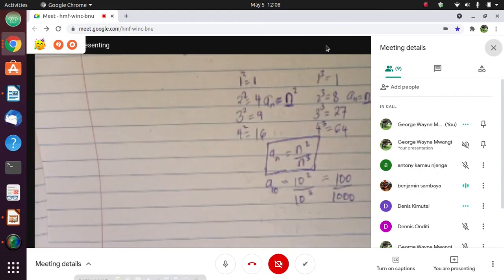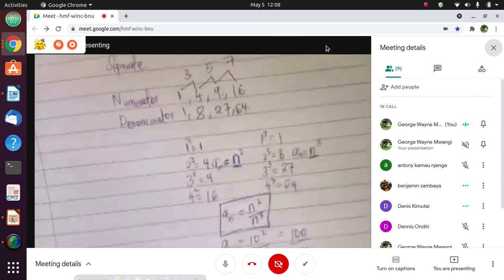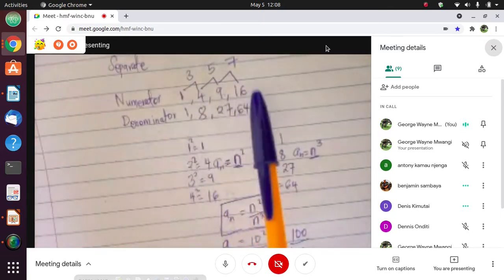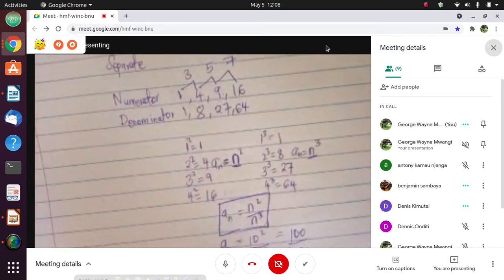Have you been able to see? You just leave it, you can't simplify. No, we can simplify, but I wanted you to see an example that has perfect squares and perfect cubes. Sawa.